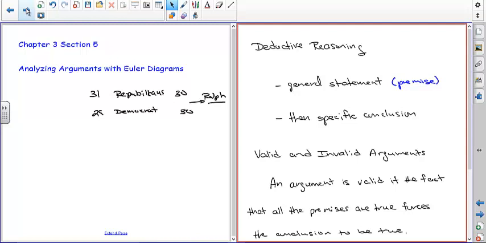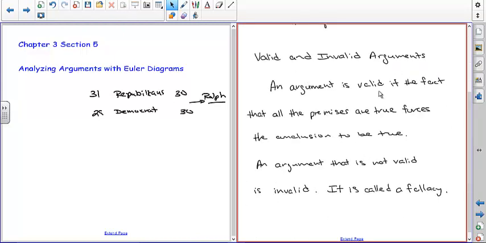So what we're doing was getting back to this reasoning thing. We're going to use deductive reasoning, and we're going to make some general statements about something, and then we're going to make some conclusions. And we want to know whether that argument is valid. The argument may be true, but it may not be a valid argument. An argument is valid if the fact that all the premises are true forces the conclusion to be true.